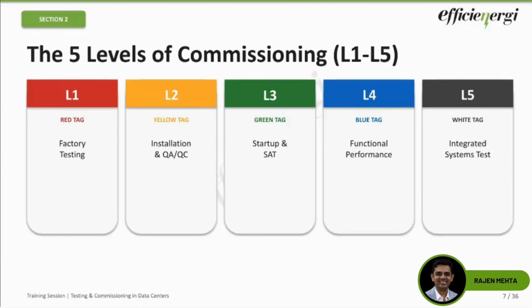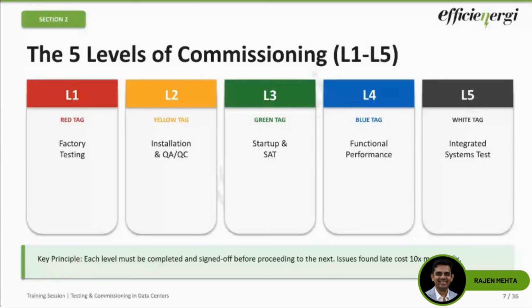That's the whole idea. Now, if you skip L2 checks and go straight to L3 energization, for example, for people who don't know what happens when you skip an L2 and you directly go to L3, you might energize an equipment with loose connections. That's an arc flash which is waiting to happen, right? So that's some of the challenges that you can face if you skip different levels. And the idea is that each level has to be completed and signed off. Issues found late cost 10x more to fix, which is what I told earlier.